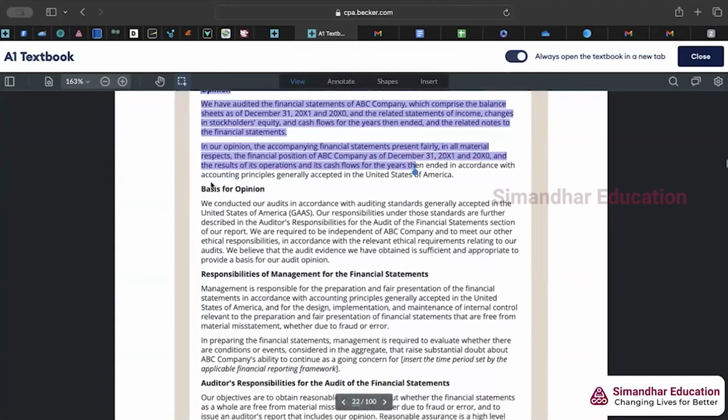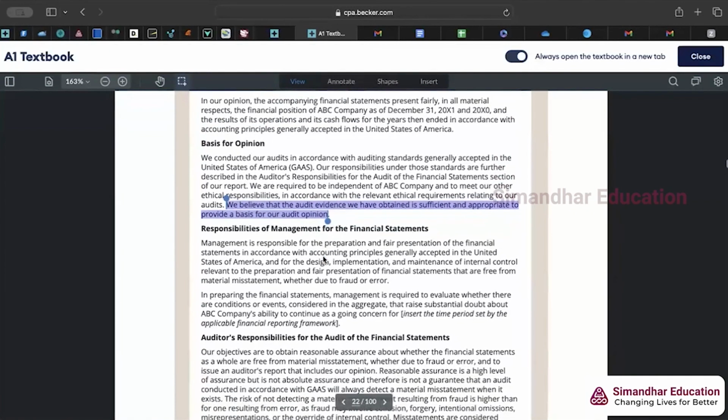Next one is basis for opinion. We have conducted our audits in accordance with GAAS. Our responsibilities under those standards are further described in the auditor's responsibilities section. We are required to be independent and meet our ethical responsibilities in accordance with ethical requirements related to our audits. We believe that the audit evidence obtained is sufficient and appropriate to provide a basis for our audit opinion. Here you don't need to give going concern, so that paragraph is skipped.